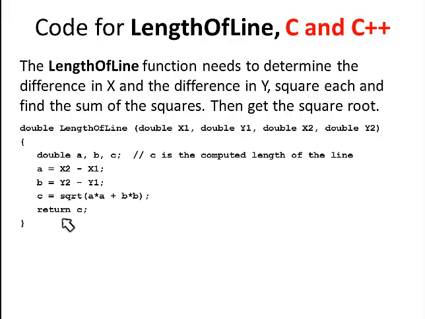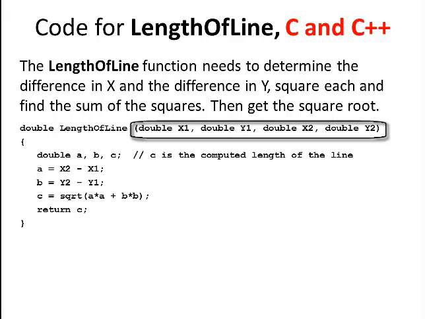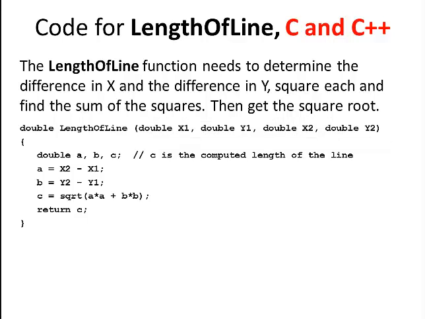The length of line function needs to determine the difference in the x and the difference in the y coordinates. Square the value for x and square the value for y, find the sum of the squares, and then get the square root. Here is the code for the length of line function. Double is my return data type, and I am going to be receiving x1, y1, x2, and y2. These will be local variables. I have defined some extra variables internal to the function, a, b, and c. So a is going to be the difference between the x coordinates. B is going to be the difference in the y coordinates.